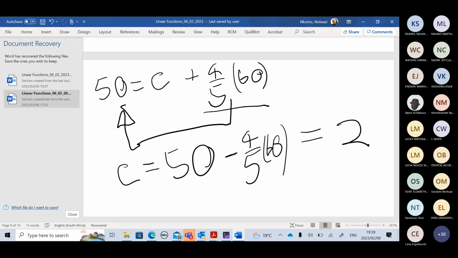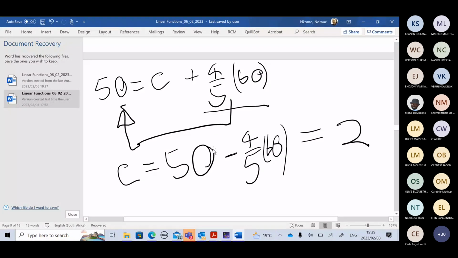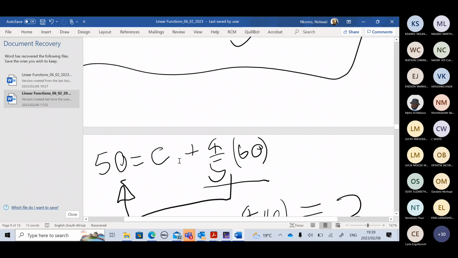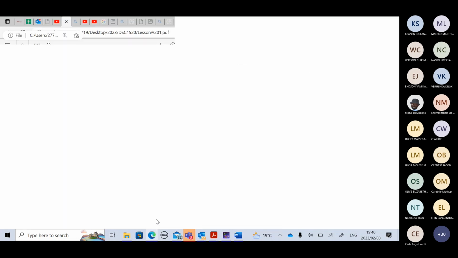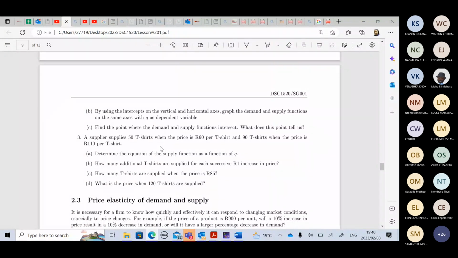I'm a bit confused there, because at first you said the equation is Q equals C plus 4/5 P. And then you made your P 50, and then you made your Q 60. And then you changed it, and then the Q became 50 and P is 60. Can we just go back to our points and explain it from there? When I look at the points, P is 50 and Q is 60. Q represents the quantity, right? Yes. And P represents the price. When the quantity is 50, the price is 60. Meaning Q is 50 and P is 60.